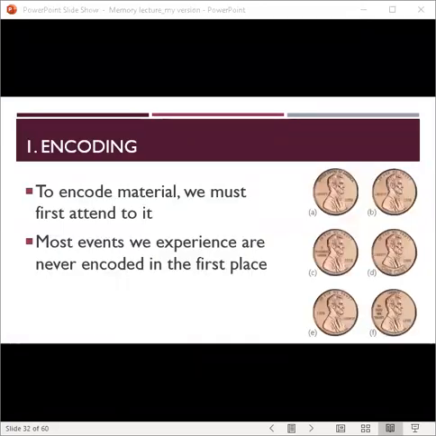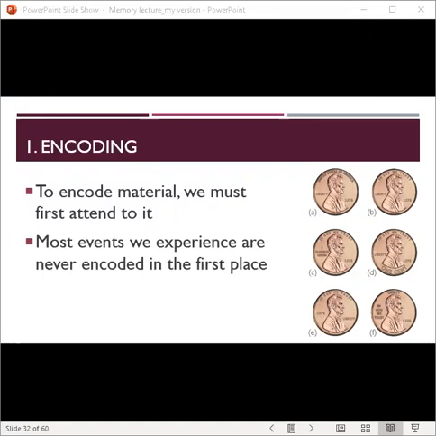So encoding is the process of getting information into our memories. Most events that we experience are never encoded. If we were to encode every single event that happened in our lives, we would just have information overload. We'd be burdened down with all of these unnecessary, useless memories that don't really serve any purpose for us.